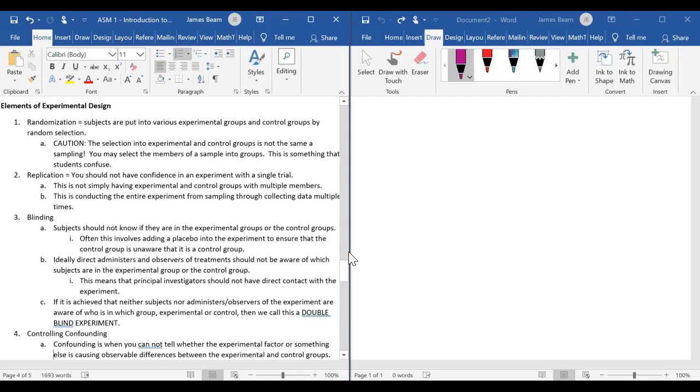Because that controls against outside factors and confounding, and allows you to say that the results that you're getting from this experiment are actually from the application of the treatment and not from something else.